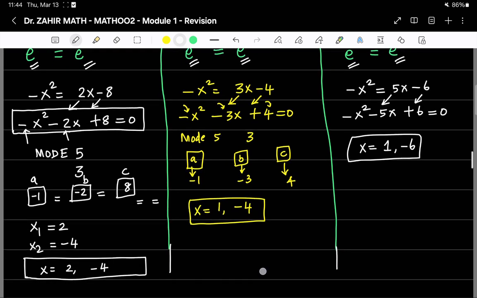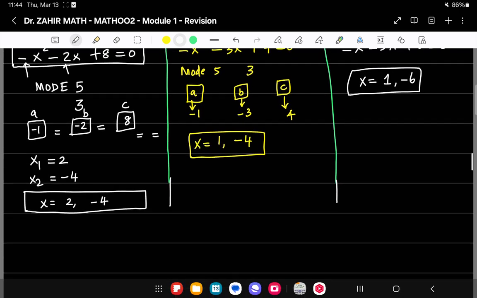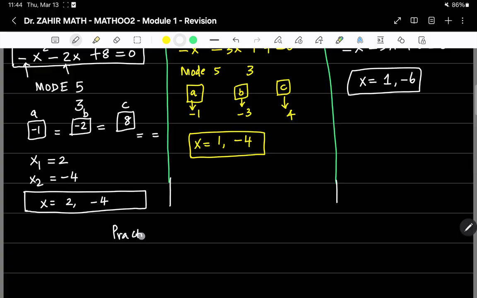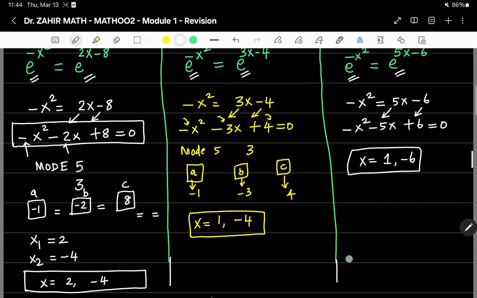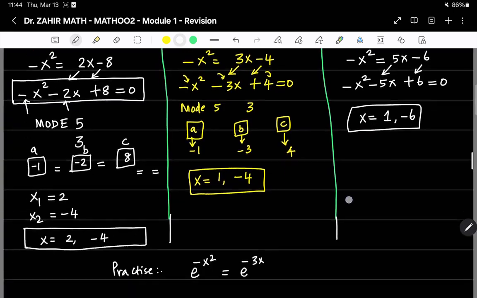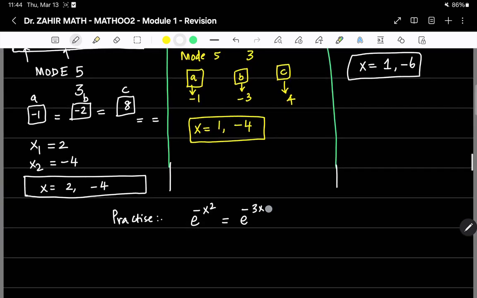Do you want practice? Okay, I'll give one practice question. e power minus x square equals e power minus 3x, and then minus 10 I'll give you. What will be the solution? Minus x square plus 3x plus 10. So it will be 5 and minus 2.